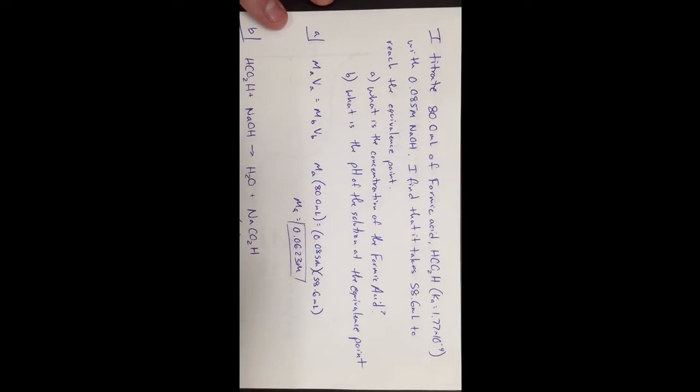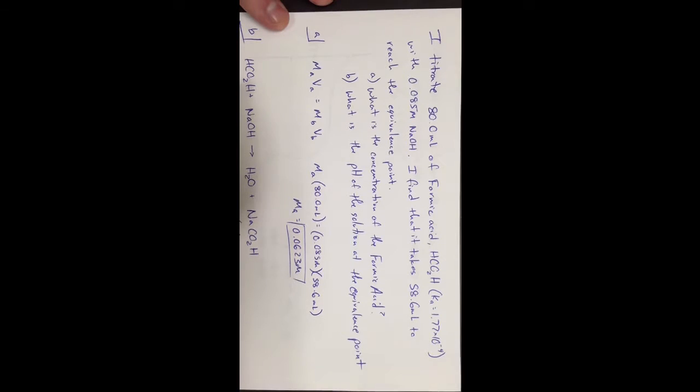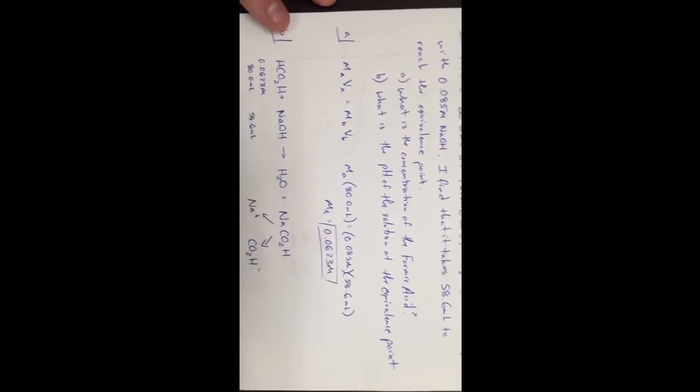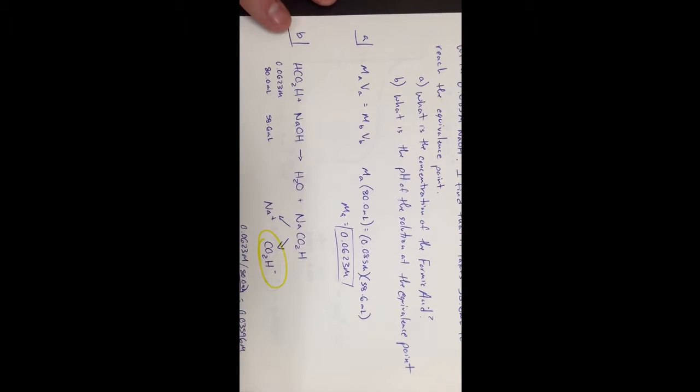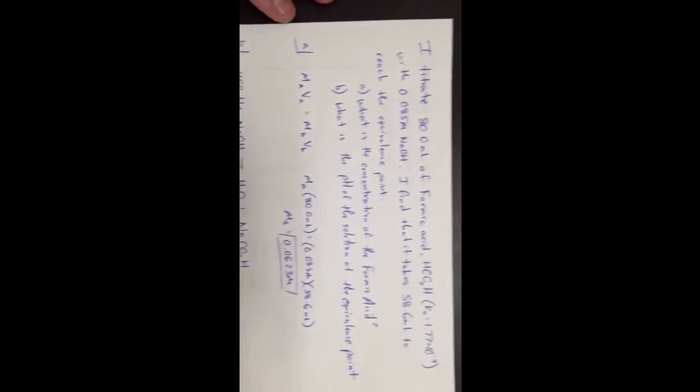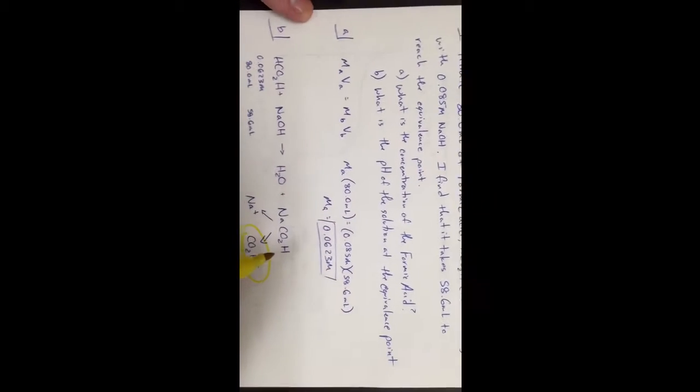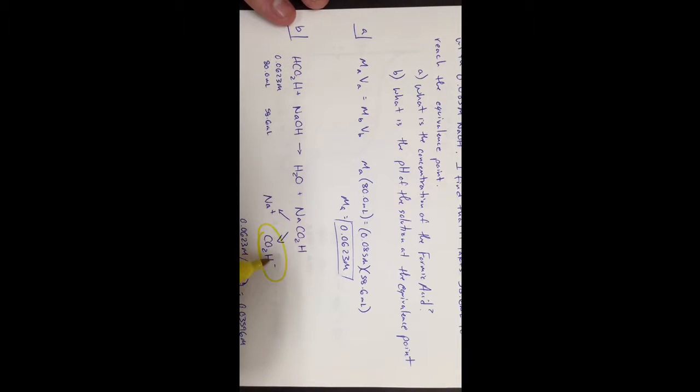All right, for B, this is the reaction that's going on. So we have HCO2H plus NaOH reacts to form H2O plus NaCO2H. And the water doesn't do anything. The sodium ions don't do anything. The only thing that does anything is the CO2H ion. And again, because it is the conjugate base of the weak acid, it itself is a moderately strong base. It's a weak base as well. So it's going to do something.